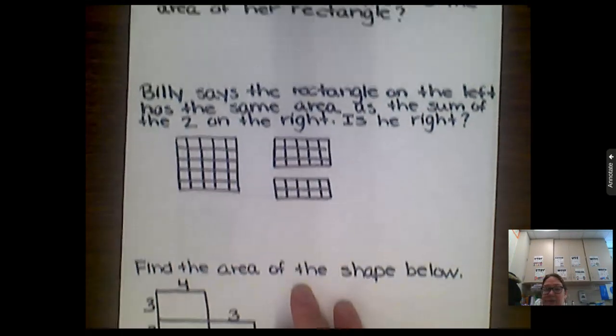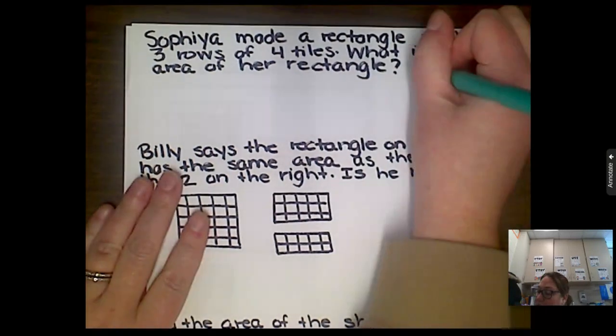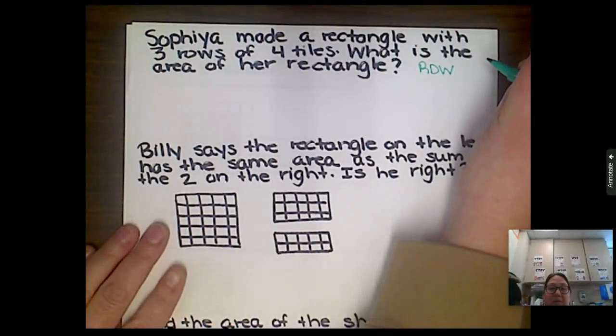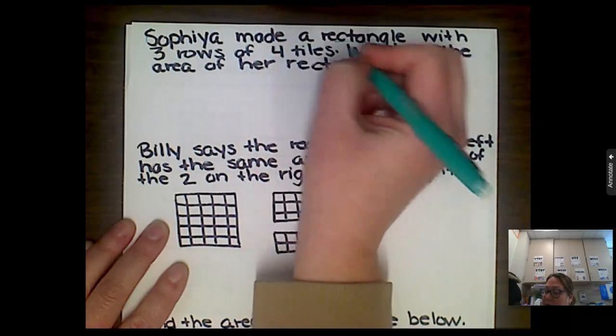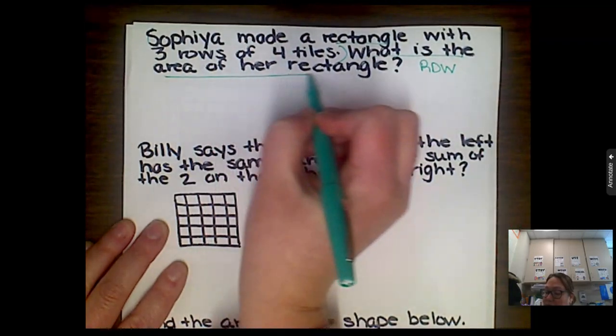One similar to this one. Sophia made a rectangle with 3 rows of 4 tiles. What is the area of her rectangle? This would be RDW, and it's going to be multiple choice on your test, so it'll just be RDW. So Sophia made a rectangle with 3 rows of 4 tiles. What is the area of her rectangle? So do we know the total for this one?